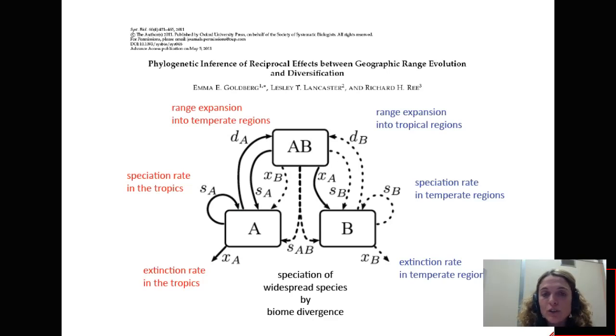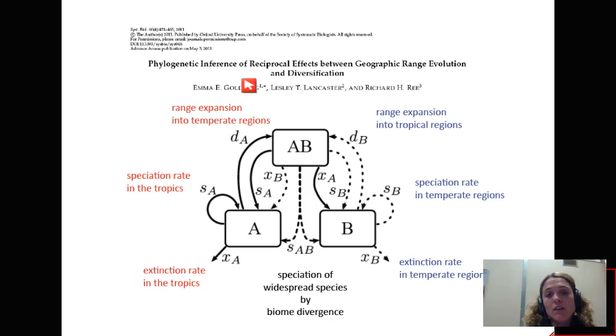So we used the GeoSSE model, which is the following. Here we have A and B that represent two different geographic regions. Because we're talking about the latitudinal diversity gradient, I'm directly going to talk about A as the tropical region and B as temperate regions, and AB as species that occur in both biomes. For species present in only one biome, let's say the tropical biome, the species can go extinct, or they can speciate in this biome, or they can expand their range and become a widespread species present in both the tropical and the temperate biome. Same thing for species present only in the temperate biome. And species that are widespread, so present in the two biomes, can go extinct locally, so go extinct in only one of the two biomes and become again either a tropical or temperate species.